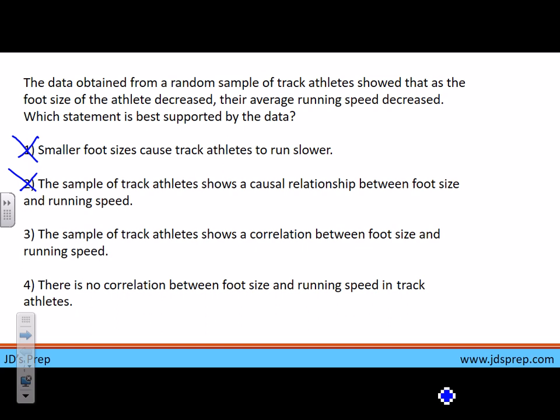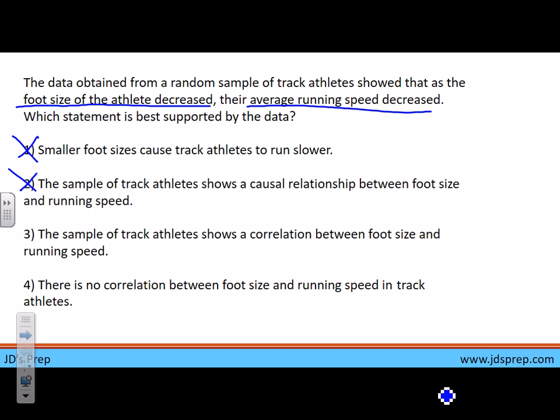The third and fourth statements are talking about whether there is or is not a correlation between the two. For there to be a correlation between the two, there needs to be a clear pattern arising. And in the problem, we are told that as the foot size of the athlete decreased, their average running speed decreased. So we're being told here that there is a pattern arising. And if there is this sort of pattern arising, that's suggesting that there is some sort of correlation here.